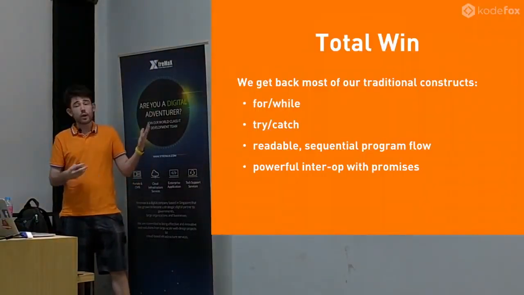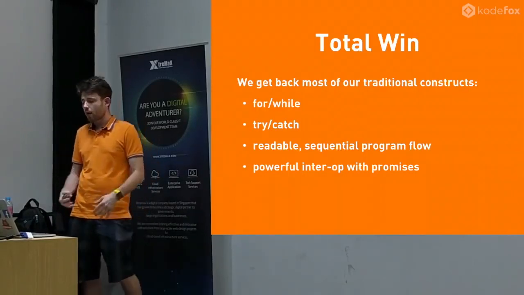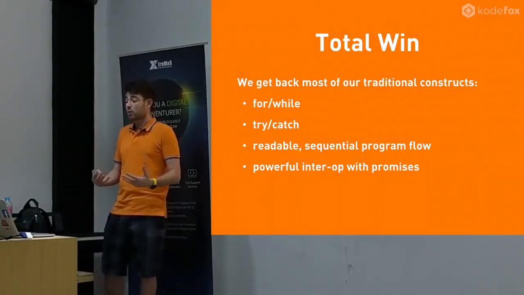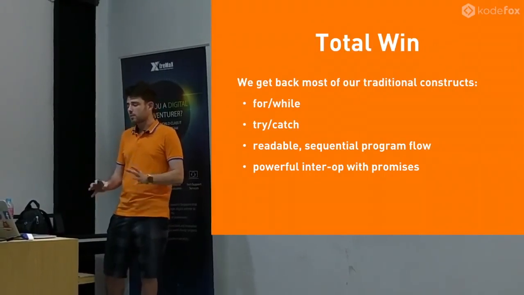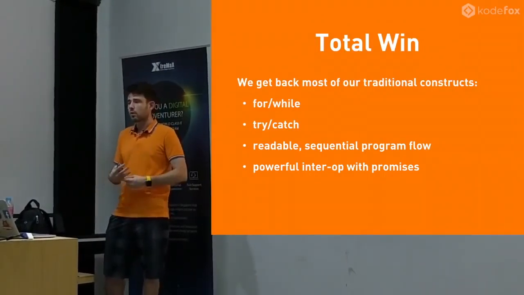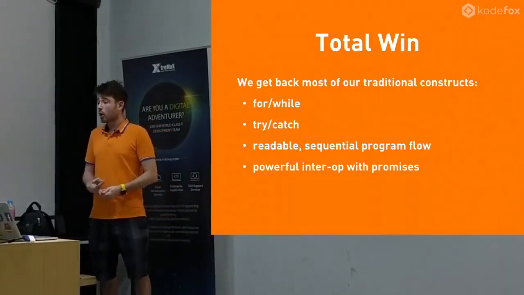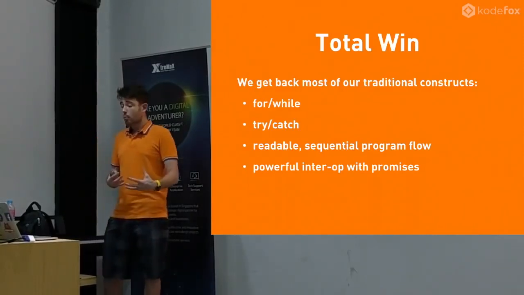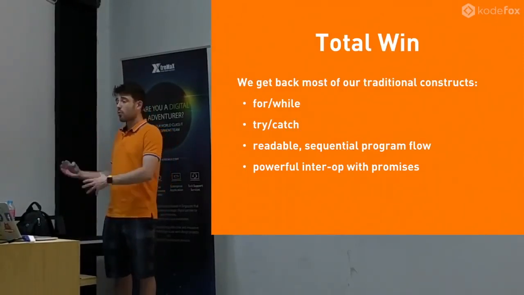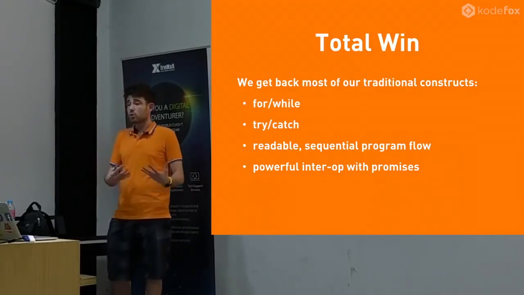So it's a win. It's a win because we get back our traditional constructs, right? We get back our for, while, our try catch. It becomes readable. I mean, it's got some keywords in there that might seem strange at first, but it flows like normal programming in any other language, in normal thread blocking programming, right? And we get this kind of interop with promises. So we can use any other promise library and use it with async await because it just uses promises.